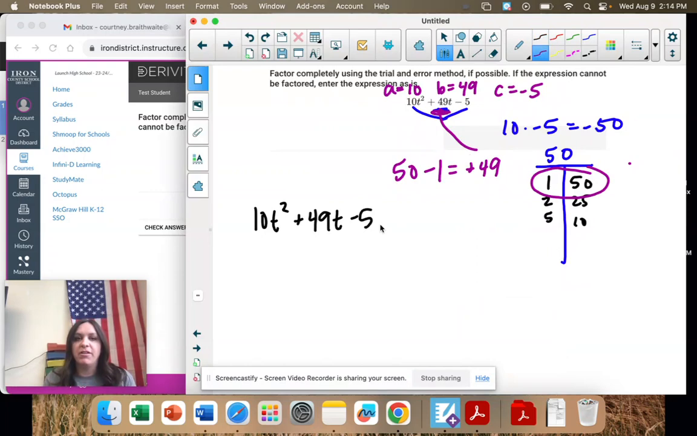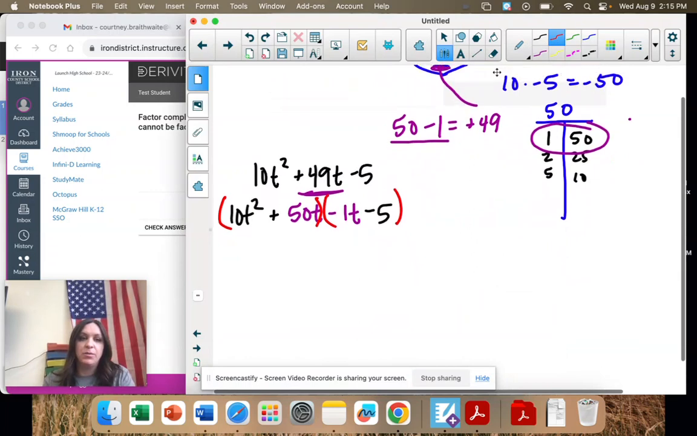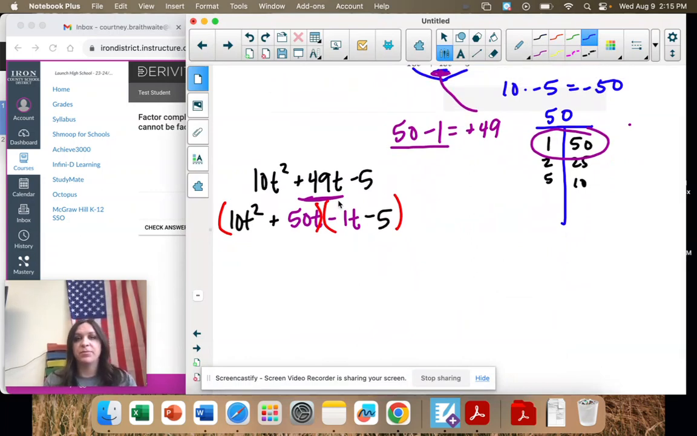Okay, so I'm going to rewrite our original quadratic here. And we're going to rewrite 49t using 50 and 1. So 50t minus 1t. Then we still have -5, and we still have 10t squared. So now we group the first two, and we group the second two, and we look for common factors.